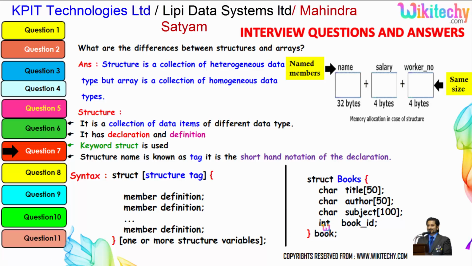Here is the difference between structures and arrays. A structure is a collection of heterogeneous data, whereas an array is a collection of homogeneous data, a straightforward, simple difference. A structure is a collection of data items of different data types, 32, 4, 4. It has declaration and definition. The keyword struct is used. The structure name is known as the tag and it is a shorthand notation of the declaration.